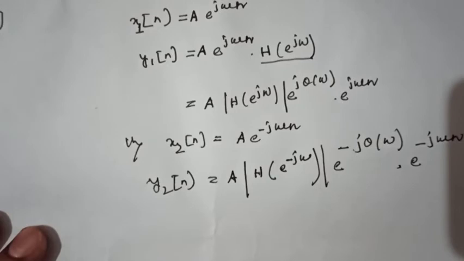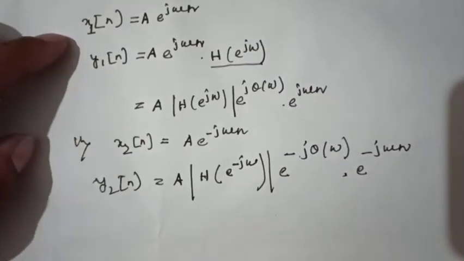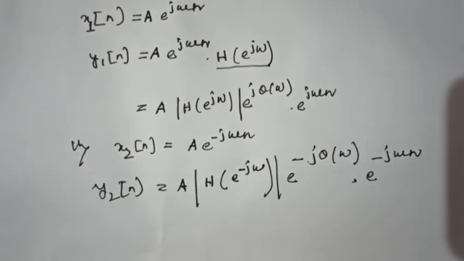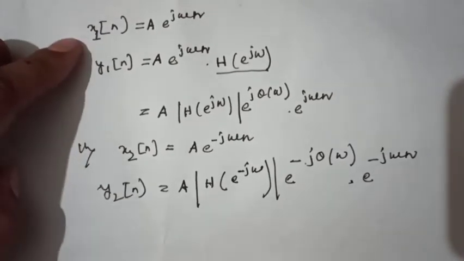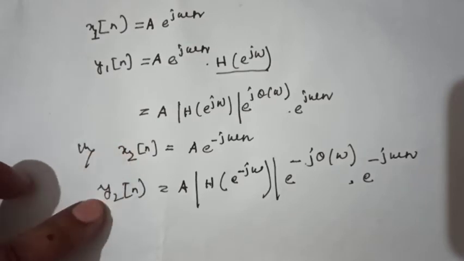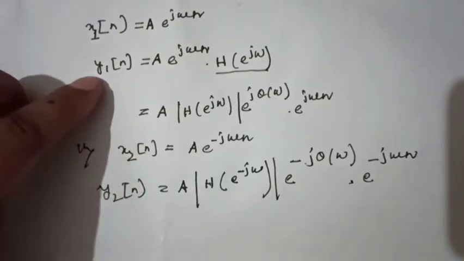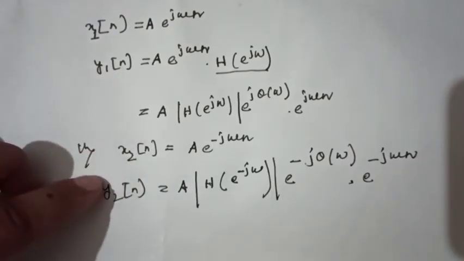Now, as we already know that the DTFT is linear, first I evaluated the response of x1, which is y1, and similarly for x2, which is y2. So if I now add this y2 and y1 and the y.